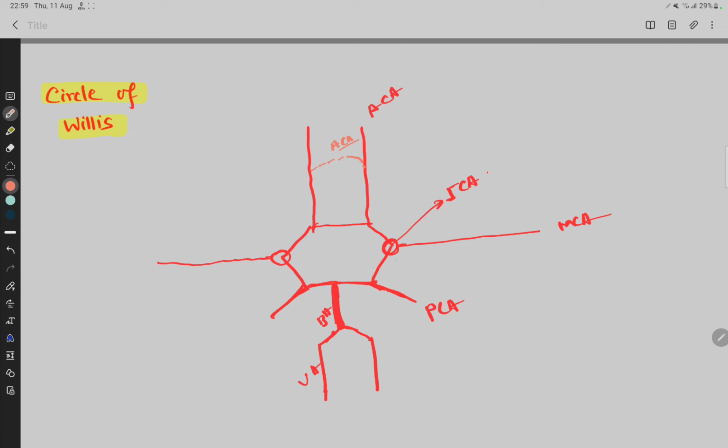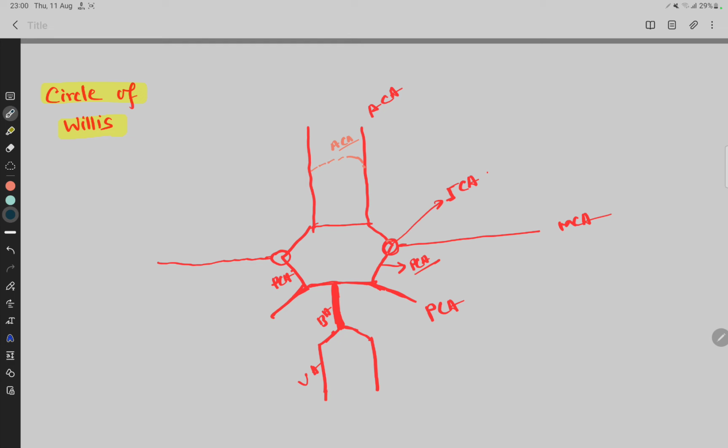Okay, and this is the internal carotid artery, and this is the internal carotid artery, and this is the posterior cerebral artery. So this part is called the posterior communicating artery. So it is also called the posterior communicating artery, and this is the anterior communicating artery.